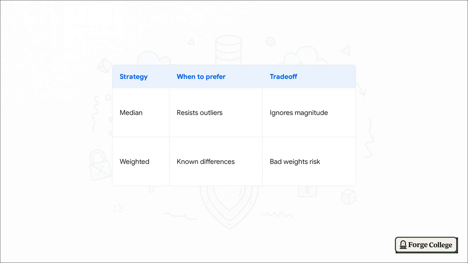You'd use this when your sources have known operational differences in reliability, but the massive trade-off here is that your smart contract is highly vulnerable if your assigned weights are wrong, or worse, if they get manipulated.